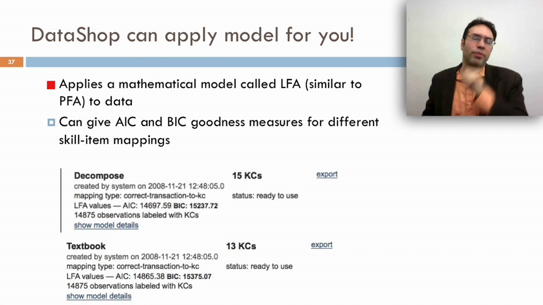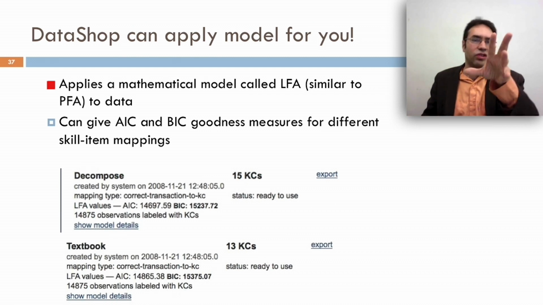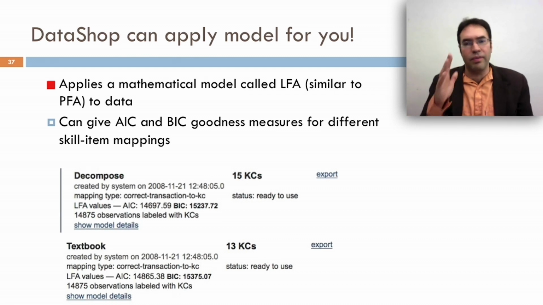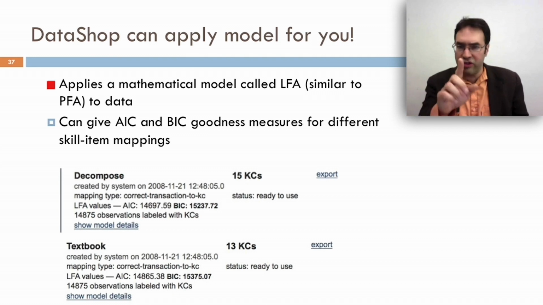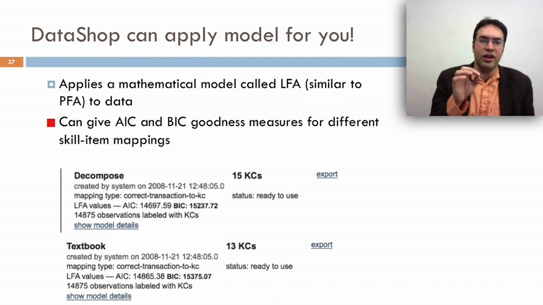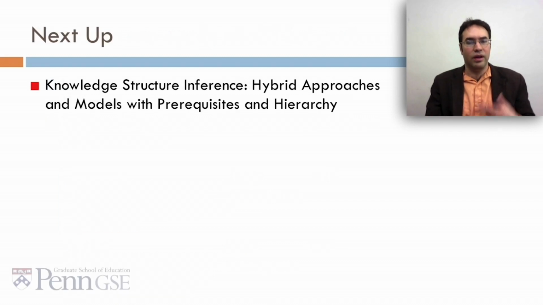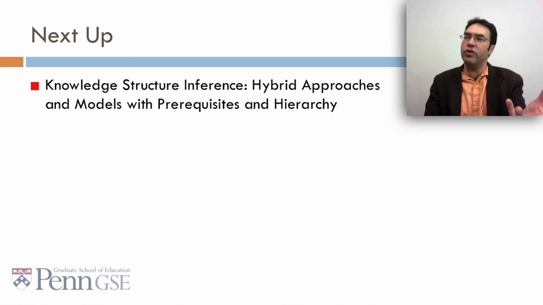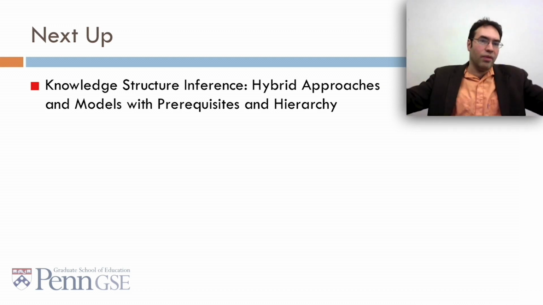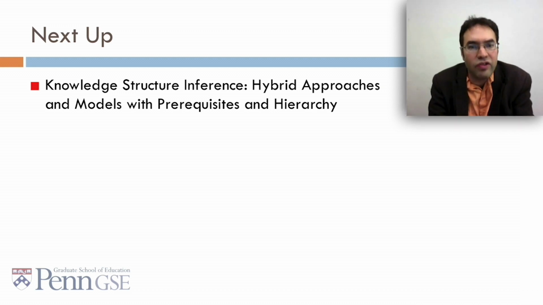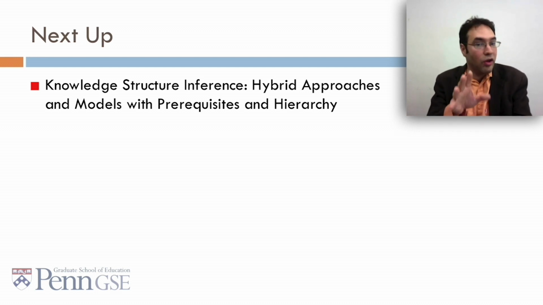So once you've built a skill item mapping, the Data Shop can actually test how good it is for you. It applies a mathematical model called LFA, which is similar to PFA, to the data, and then gives you AIC and BIC goodness measures for the different skill item mappings you might have created. So Data Shop's a useful tool for this kind of thing if you want to do hand model refinement and development. In the next lecture, I'm going to talk about knowledge structure inference, hybrid approaches, and models with prerequisites and hierarchy.